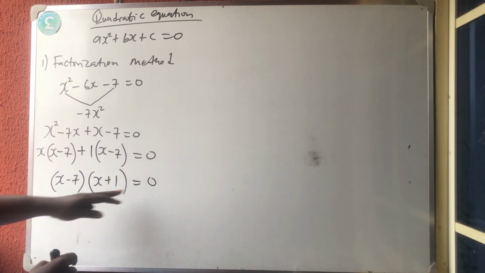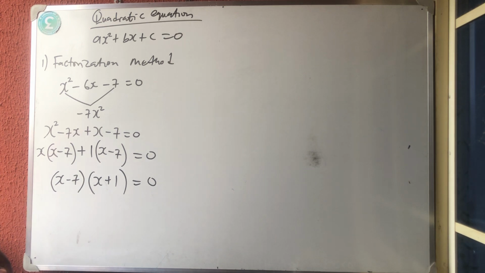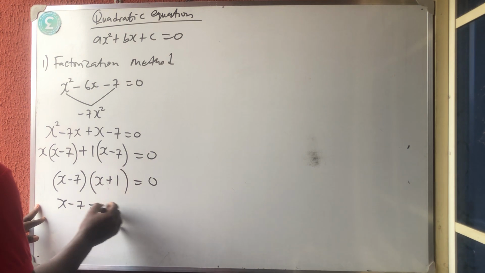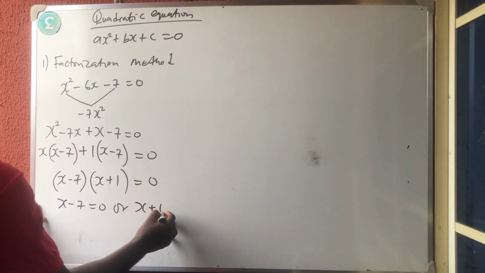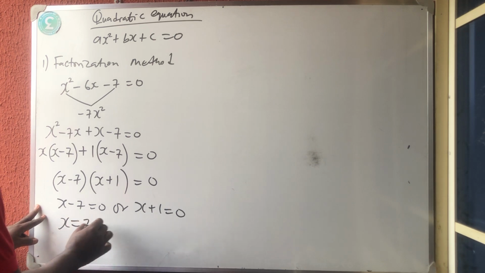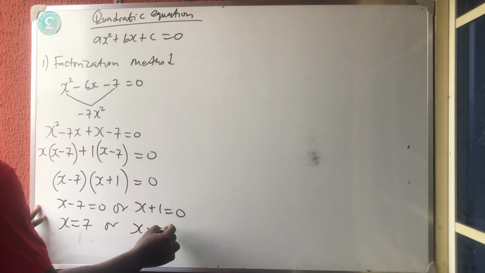Now when 2 things multiply to equal 0, it means that one of them must be 0. So I have x minus 7 is 0, or x plus 1 is 0. So what do we have now? Collect like terms. x equals 7, or x equals minus 1.